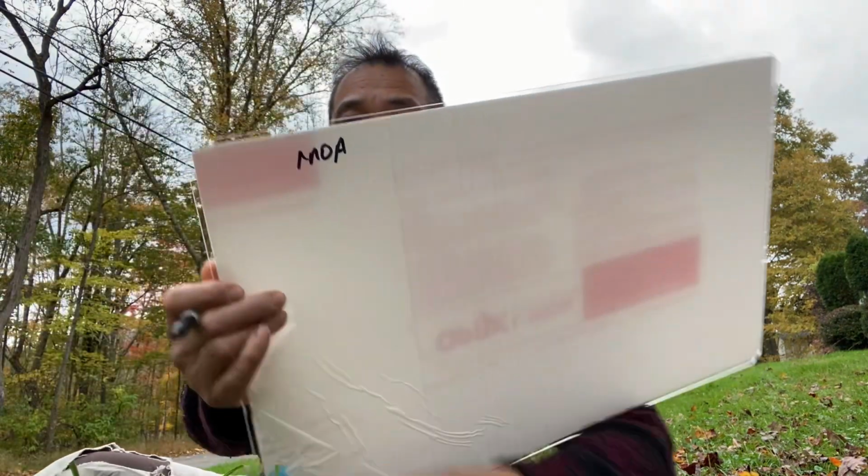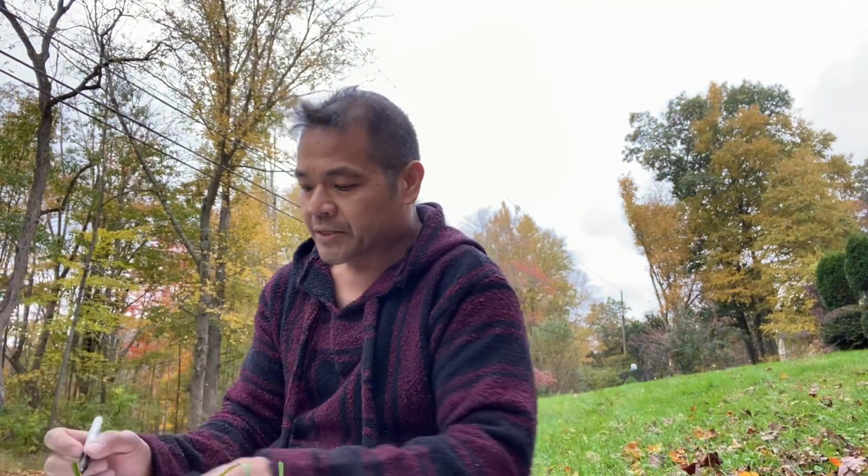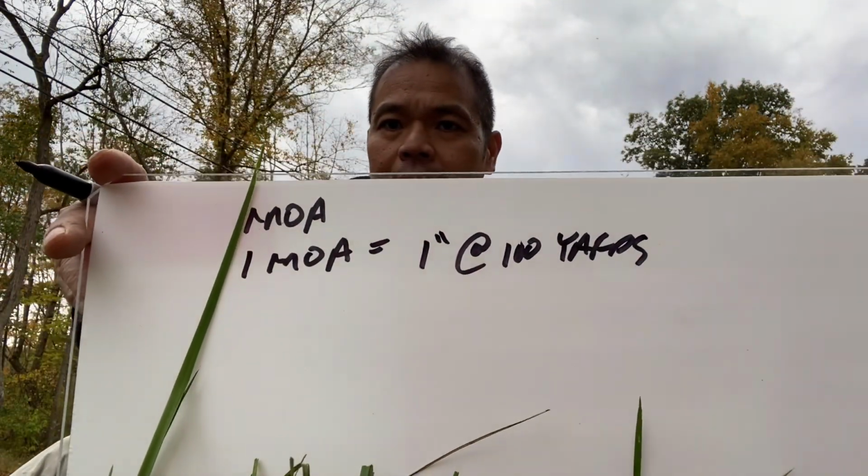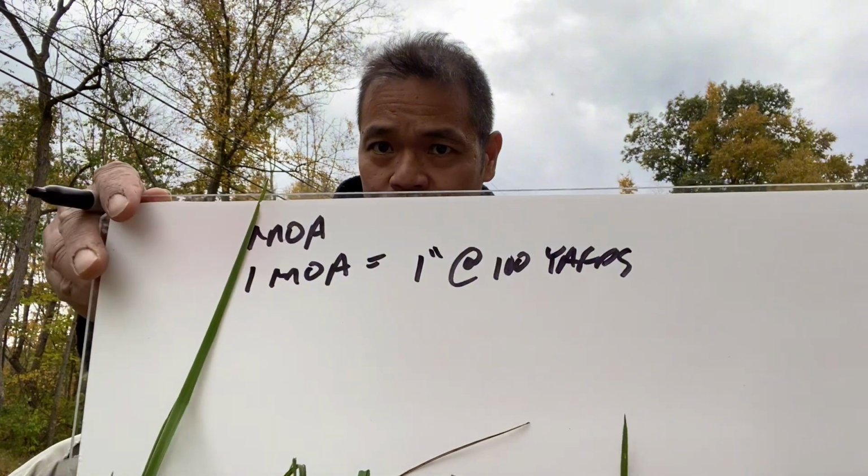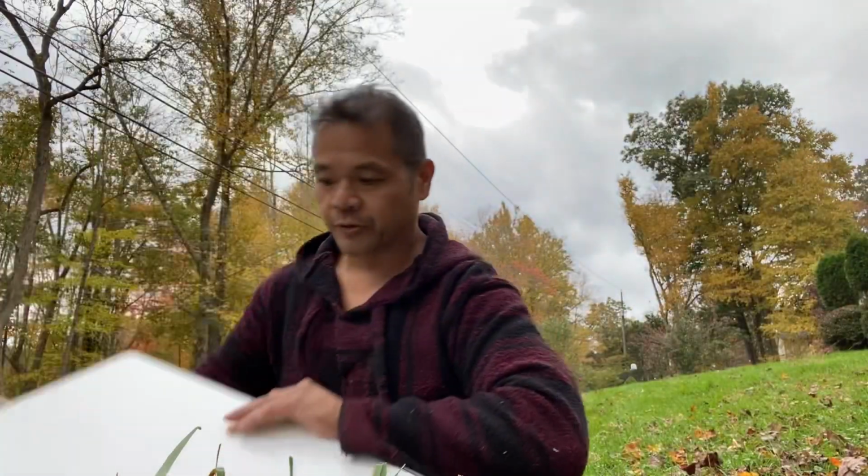First terminology is MOA. Minute of angle. What that means is 1 MOA equals 1 inch at 100 yards. So when you hear the term MOA, 1 MOA, that means 1 inch at 100 yards. And that's just for a reference point.